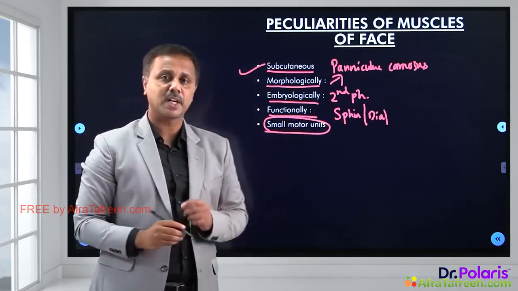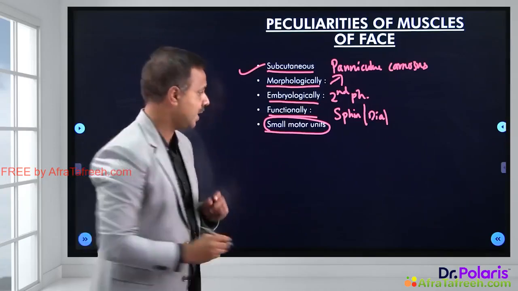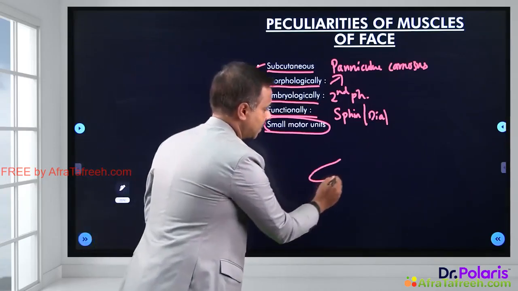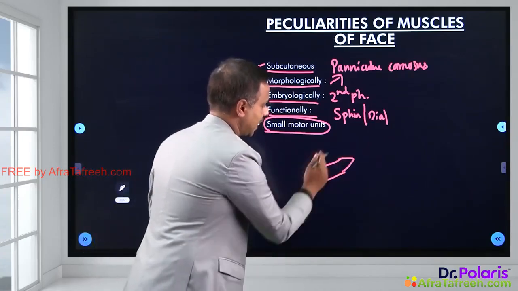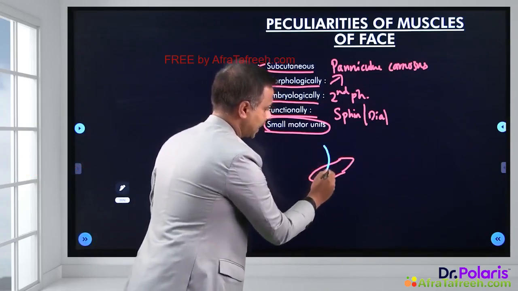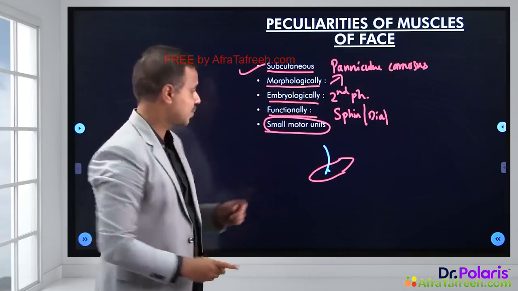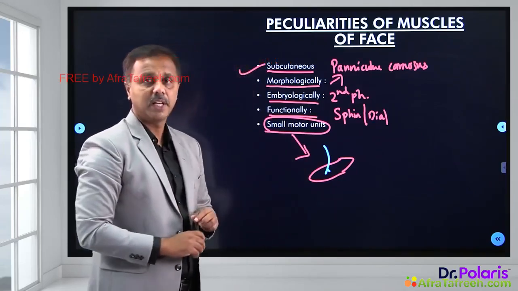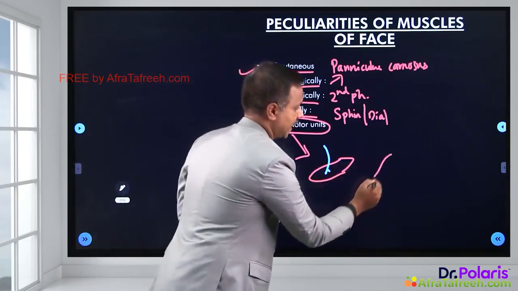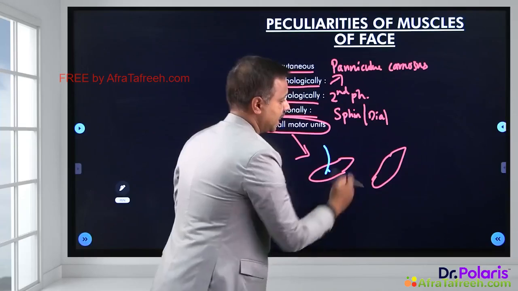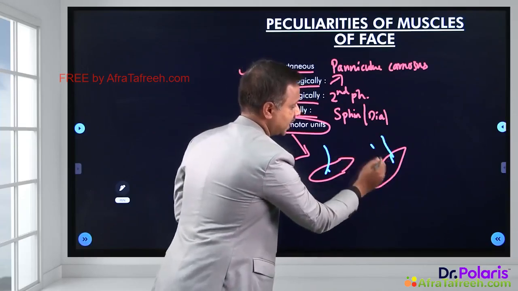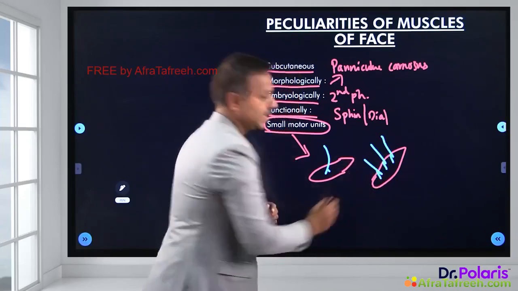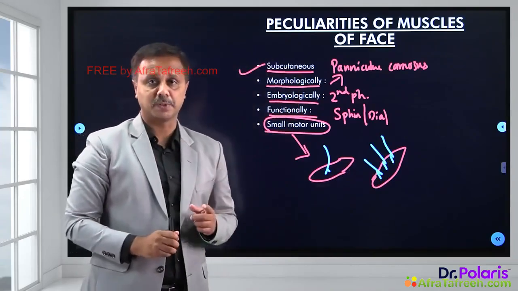Now, let's try to understand what small motor units are. Imagine you have a muscle fiber and you have a single nerve supplying it. This is what we refer to as a small motor unit. If you have a muscle fiber that has multiple nerves innervating it, this is referred to as a large motor unit.